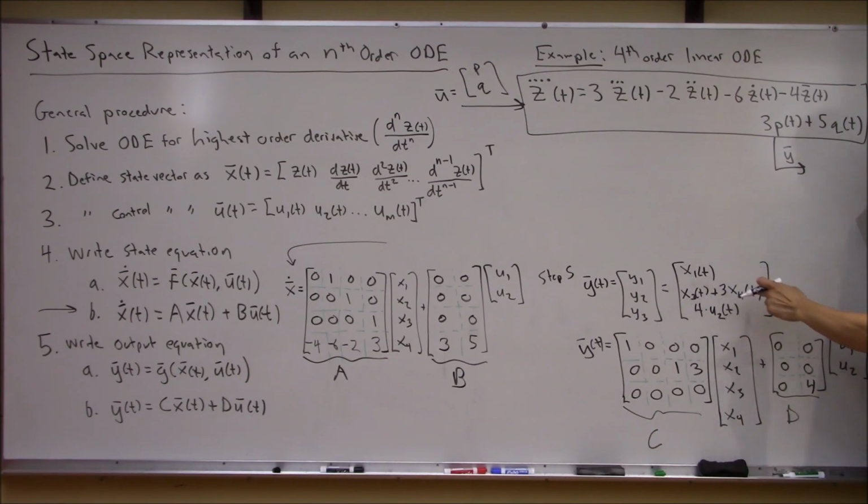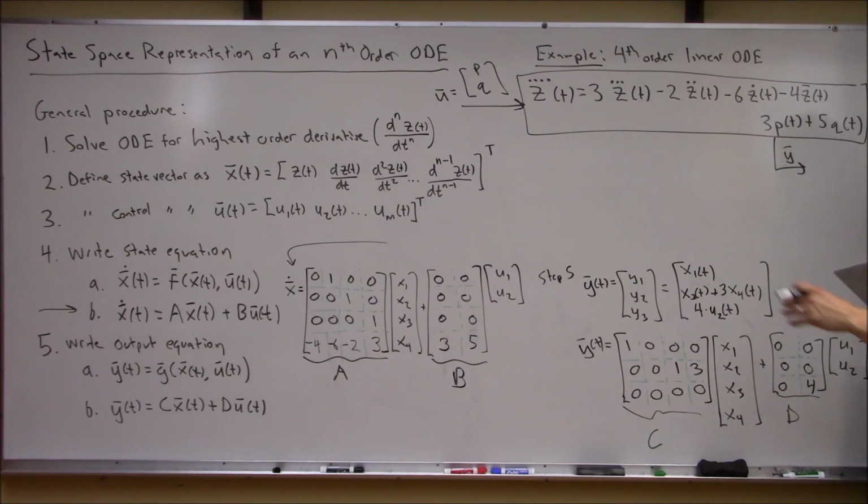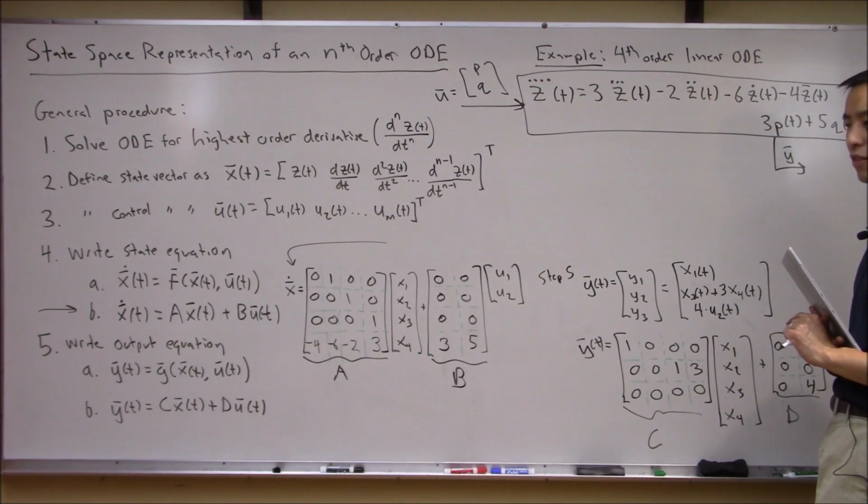Maybe it's the altitude, the airspeed, and the pitch rate of the aircraft. Maybe this is an aircraft model or something like that, right? So you've got these inputs, you've got these outputs. It's governed by this differential equation. We just showed how you can now write this in an equivalent state space representation.